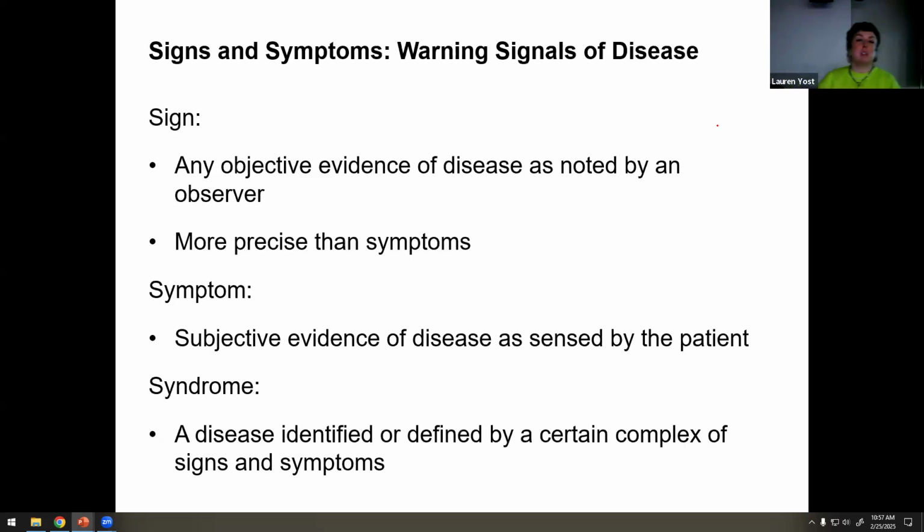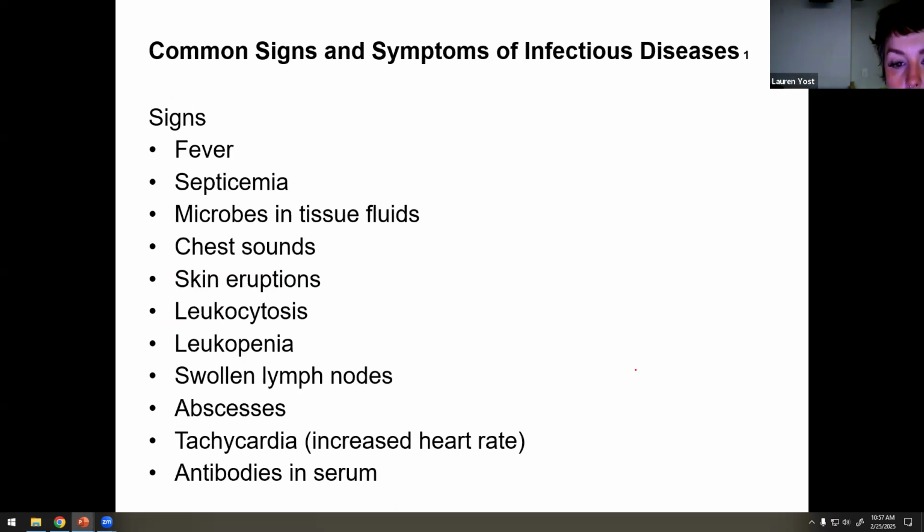A sign, a symptom, and a syndrome. A sign, I literally, when I think of signs versus symptoms, so think of those two as being with each other. Oh my gosh, why?